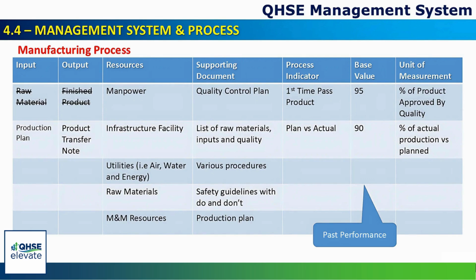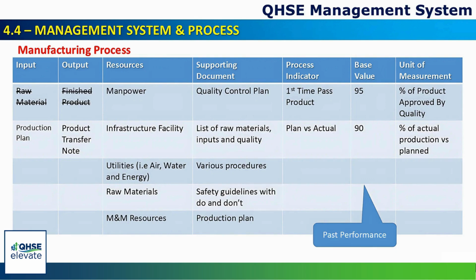To convert input into output in the manufacturing process, we need manpower, infrastructure facilities, utilities like air, water, and energy, raw materials, and monitoring and measurement resources. At the same time, we need the quality control plan, the quality control report for raw materials, procedures, and safety guidelines that include do's and don'ts.